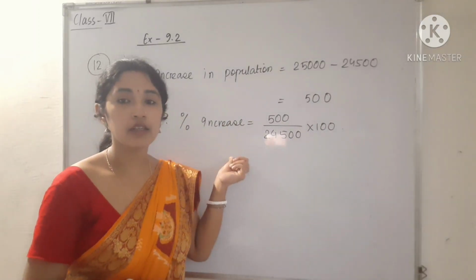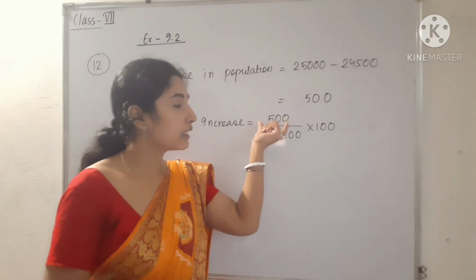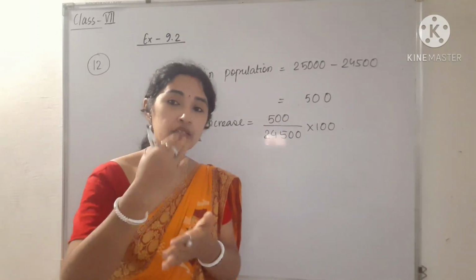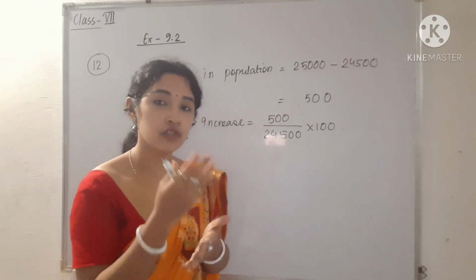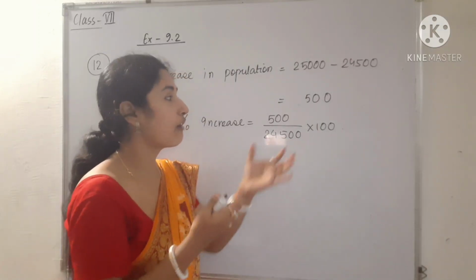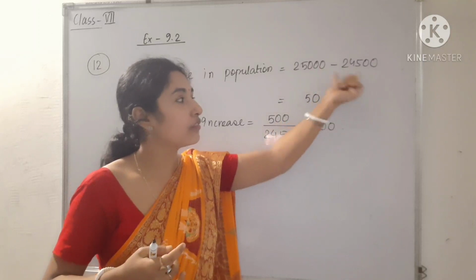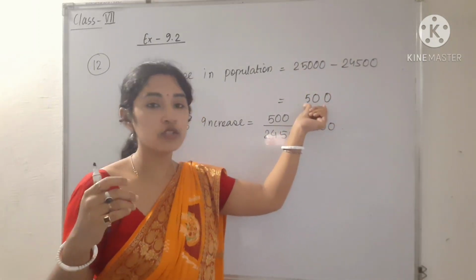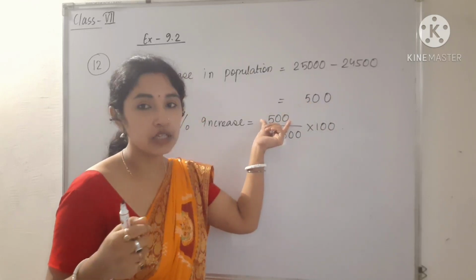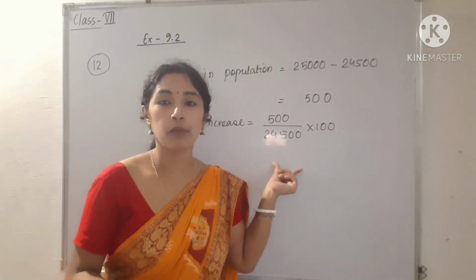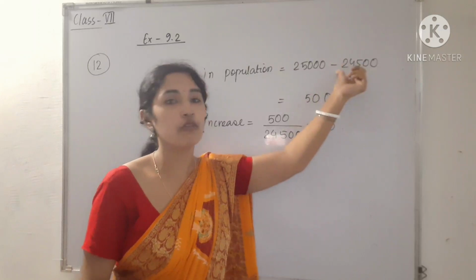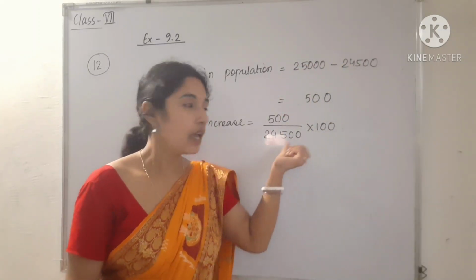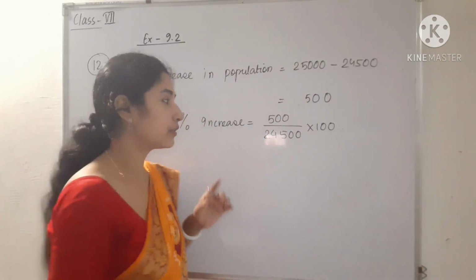Percentage increase will be the change in the population, how many people are increasing. So that change we have to find. After subtracting, we can easily find the increase in the population. So the increase in the population is 500. That will be in the numerator, divided by the original population. The original population was 24,500. So in the denominator we have to write 24,500, and we have to multiply it with 100.